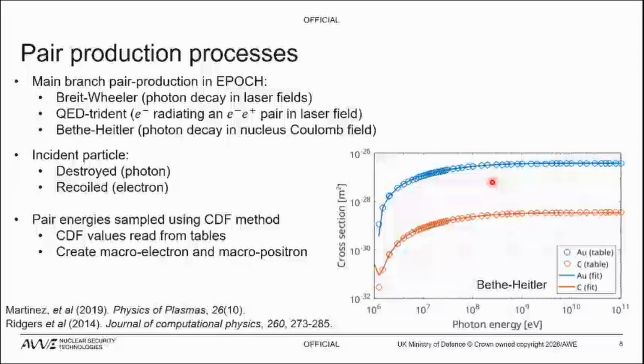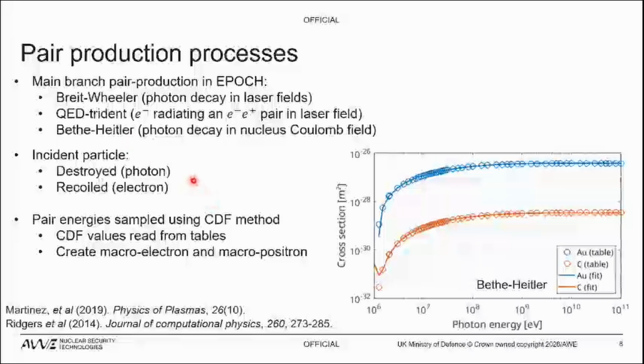Pair production follows a very similar rule. So we have a few different pair production mechanisms. We have Breit-Wheeler, where a photon decays in the field of an intense laser. We have QED Trident, where an electron radiates an electron-positron pair directly. And we have Bethe-Heitler pair production, where a photon decays in the electric field of a target nucleus. You can think of these as the equivalents of synchrotron radiation and Bremsstrahlung radiation for photon decay.